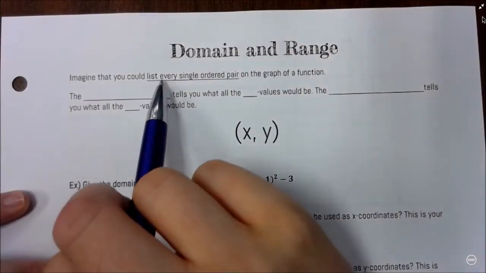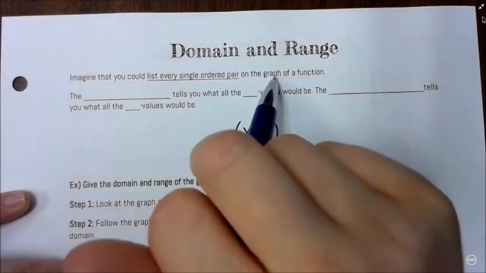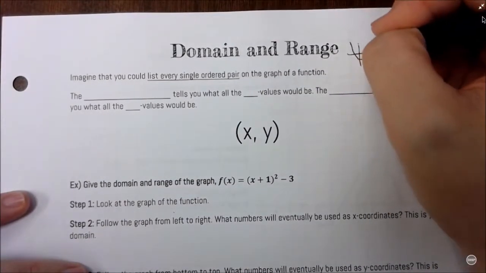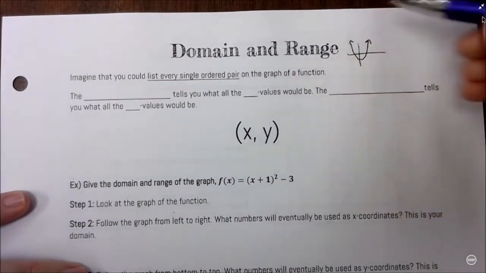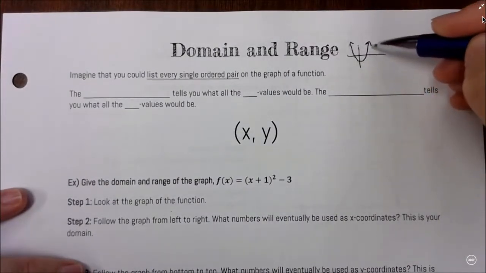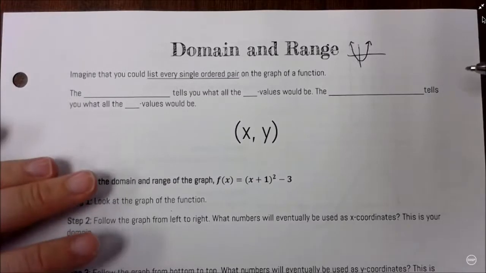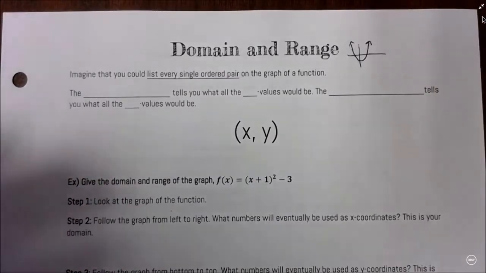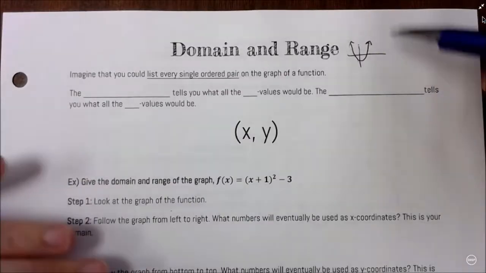So imagine that you could list every single ordered pair on the graph of a function. So you have some kind of awesome graph. And let's pretend you wanted to list every single point on this graph. Now you couldn't do it. It would take you literally forever. But let's just pretend.